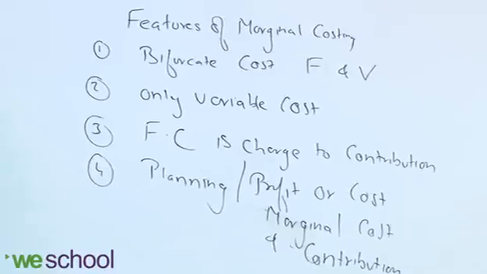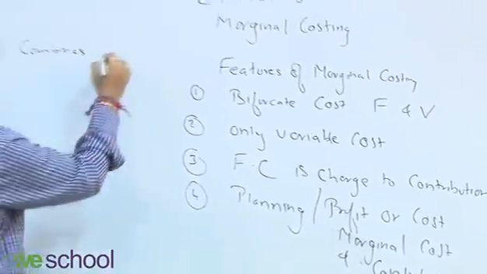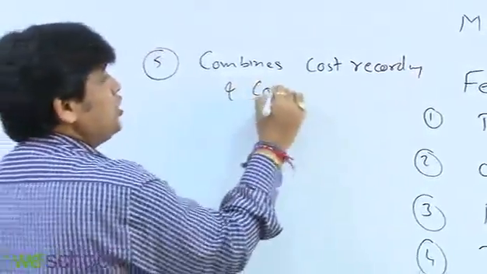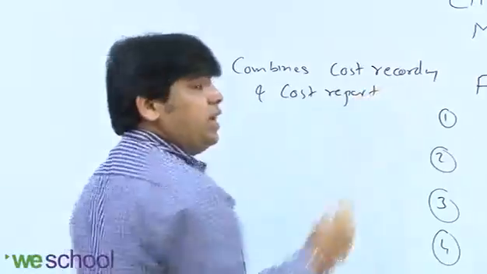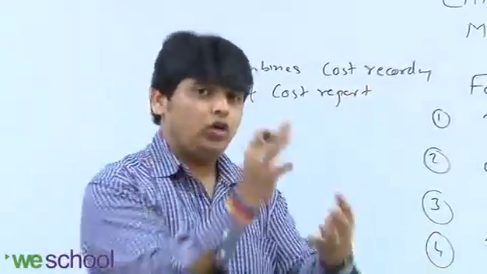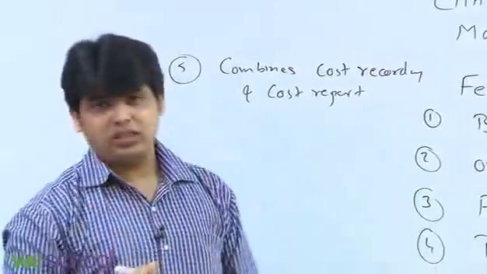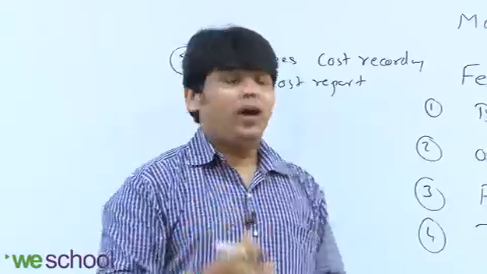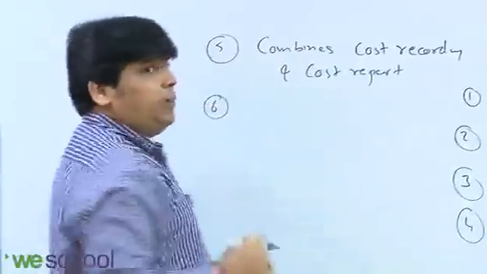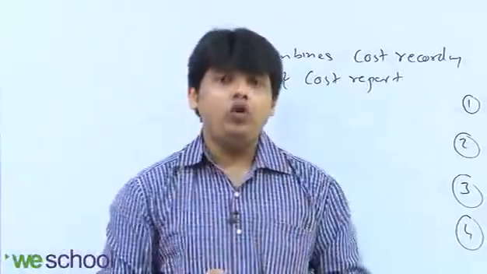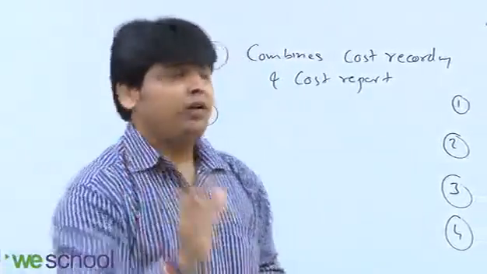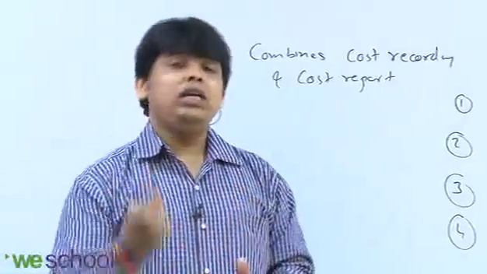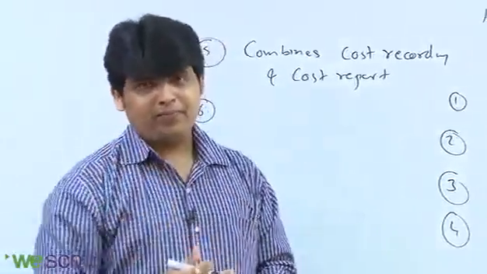It combines the technique of cost recording and cost reporting. Means we can calculate the cost, we can record the cost, and at the same time we are reporting the cost. Both ways it is doing. And profitability of the department. If you want to calculate the profitability of a particular department, it is calculated not on the final profit, but on the contribution.